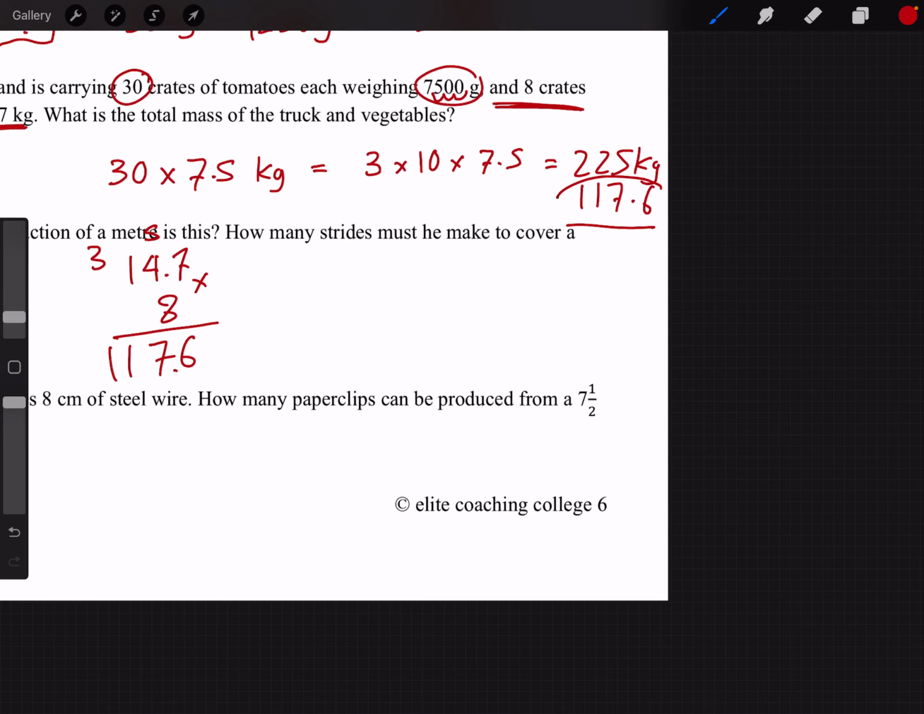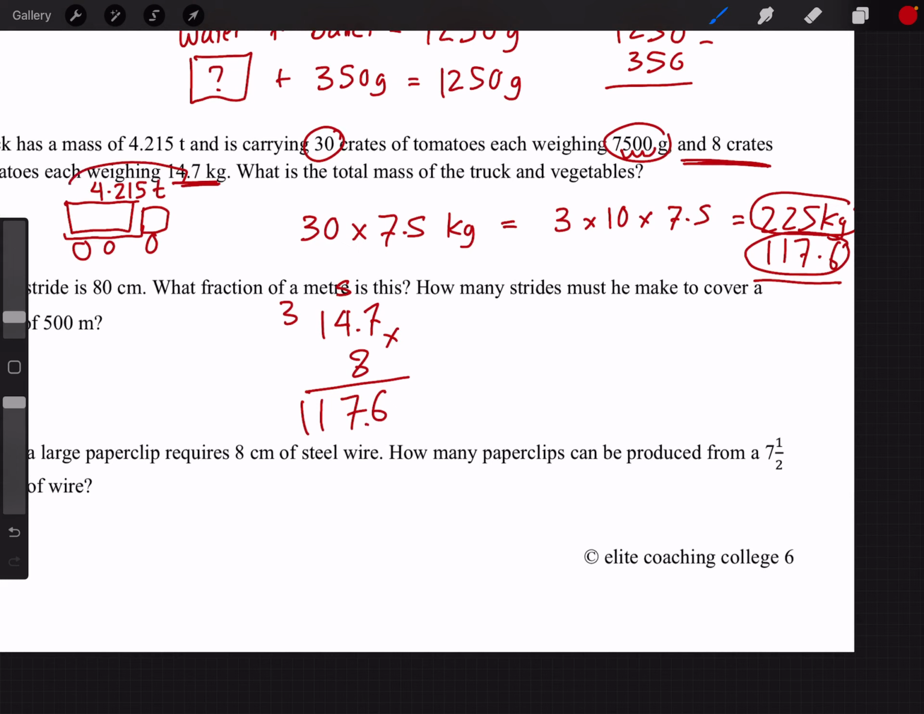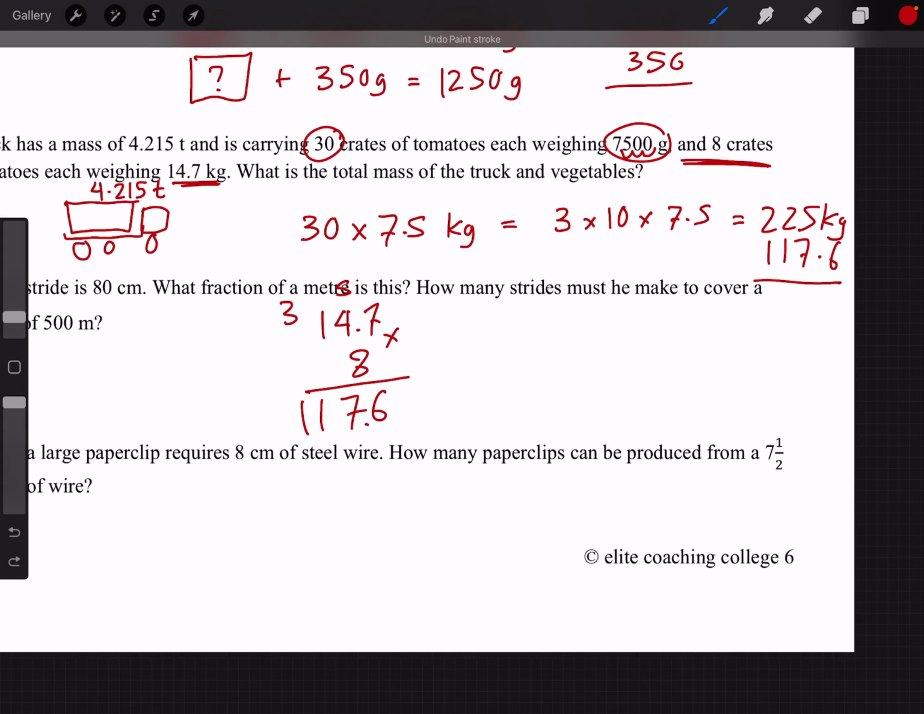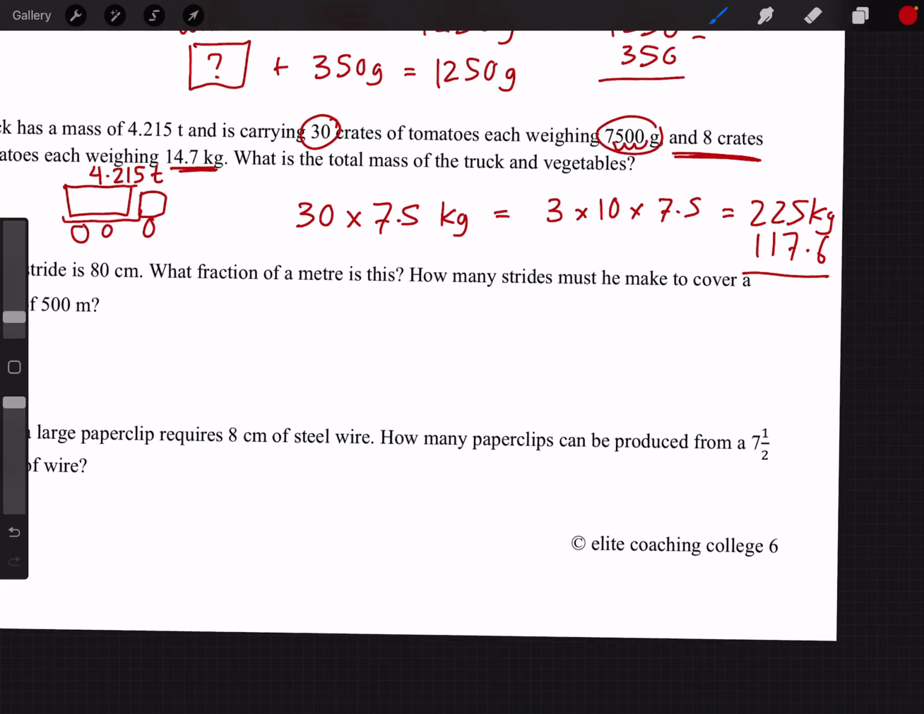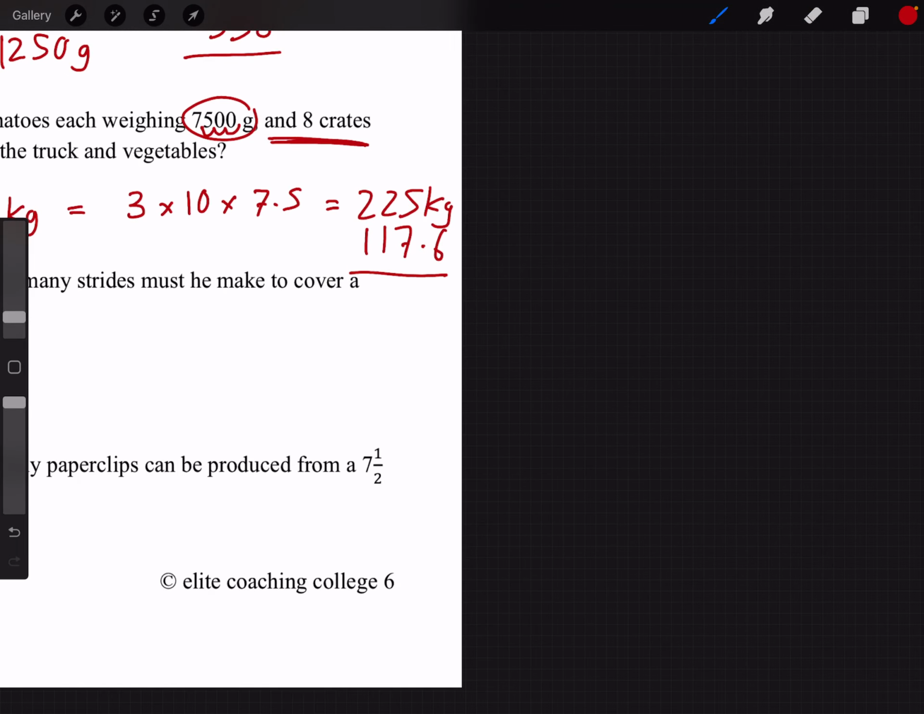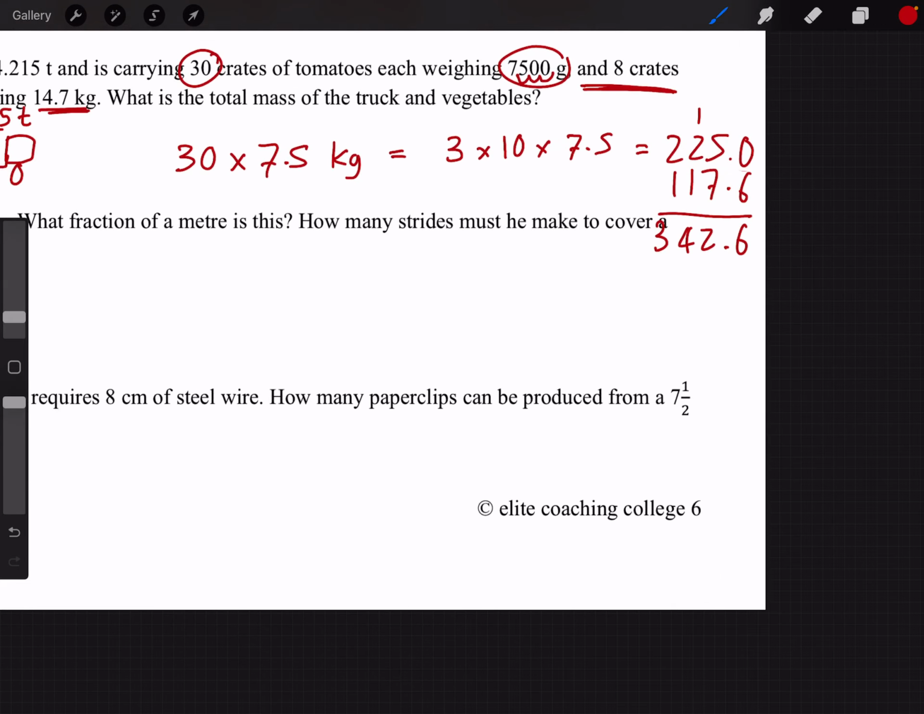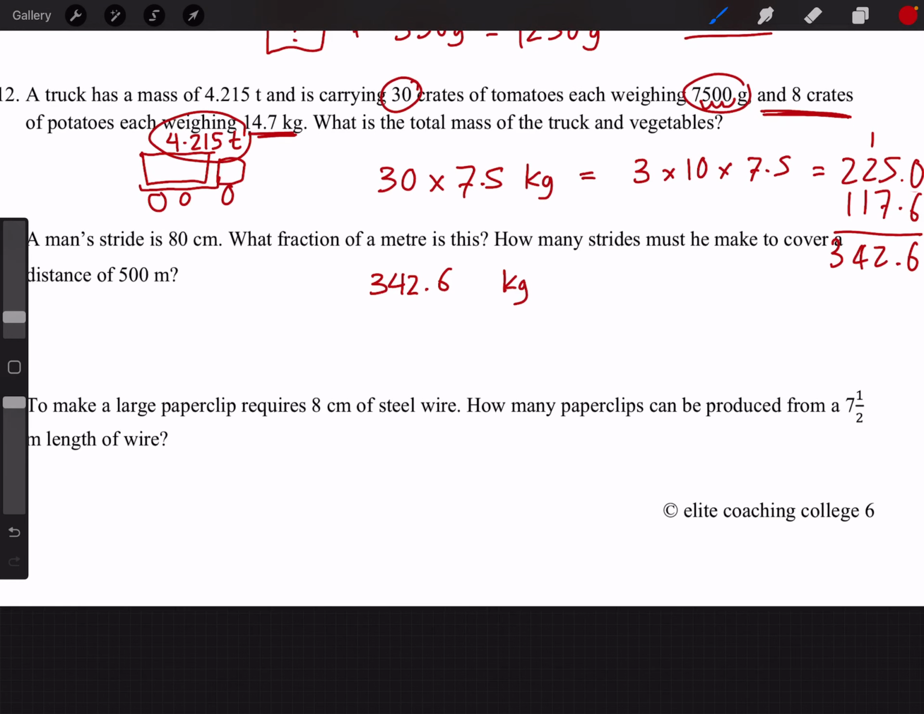So this is the mass of the potatoes, this is the mass of the tomatoes, and the mass of the truck. So we add them all up to find the total mass of everything. Let's rub this out. Let's add this part first. Put a 0 here, 6. 7 plus 5 is 12, carry the 1. This will be 3, 4. This will be 3. So altogether, the vegetables is 342.6 kilograms.